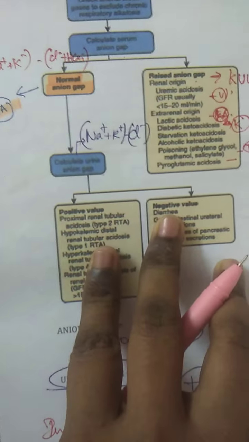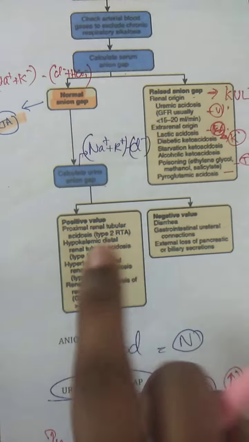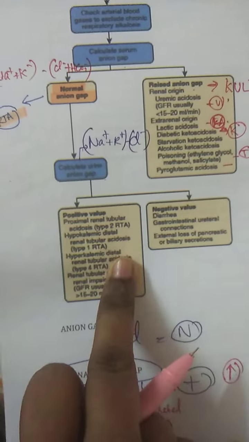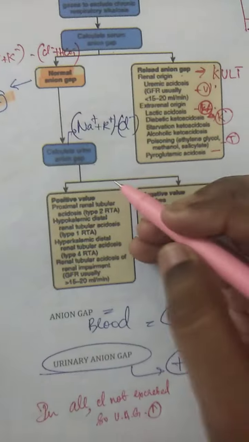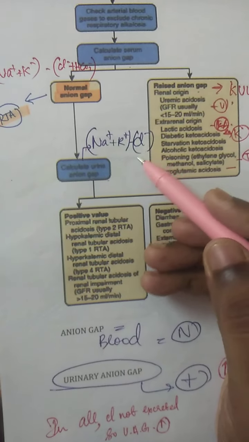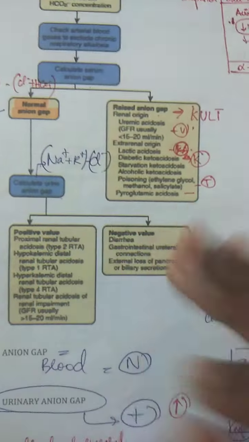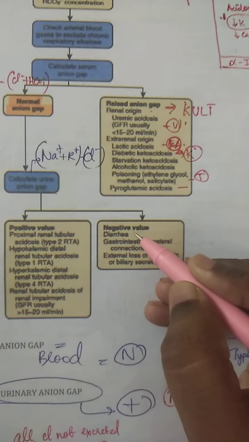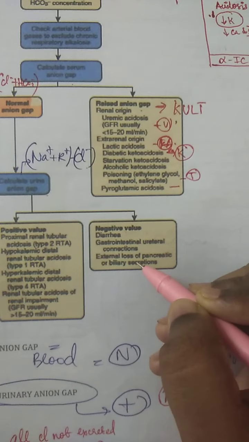If it's normal, you have to check for the urinary anion gap. Now, this urinary anion gap can be positive or negative. Positive is what you see in RTA. Why is it positive? Because mostly in RTA, all the chloride ions are excreted, so obviously you will have a positive value. Whereas in negative, both positive and negative ions are being excreted, so when you have all the things excreted as in diarrhea, GI, and pancreatic or biliary secretions.